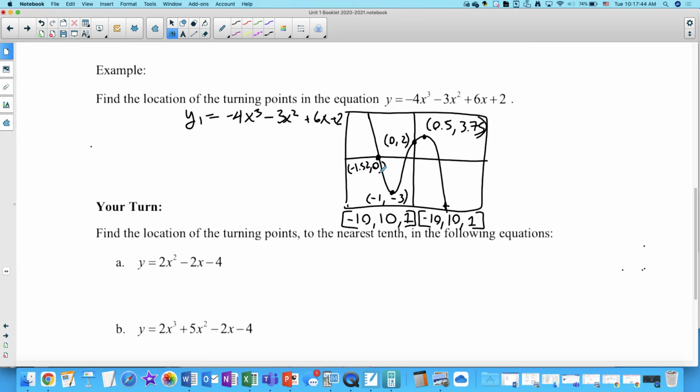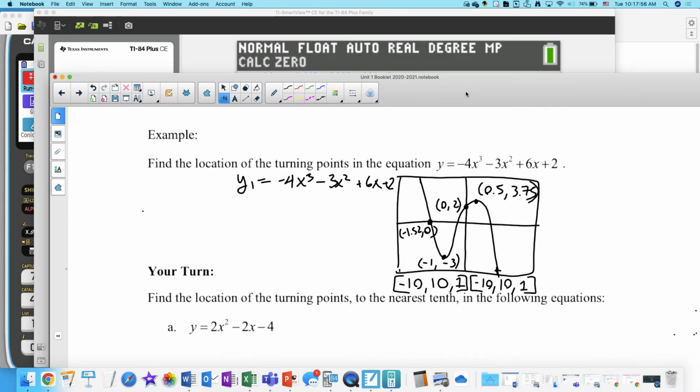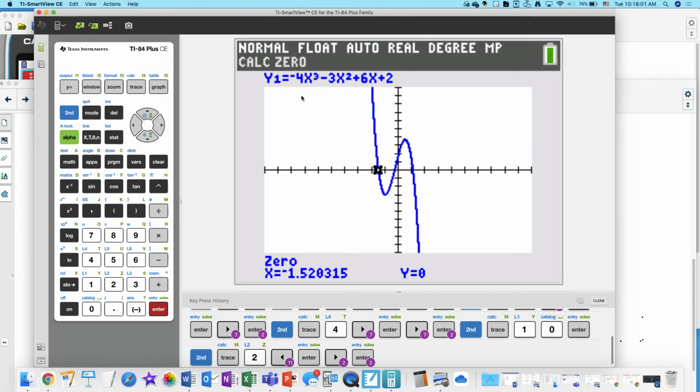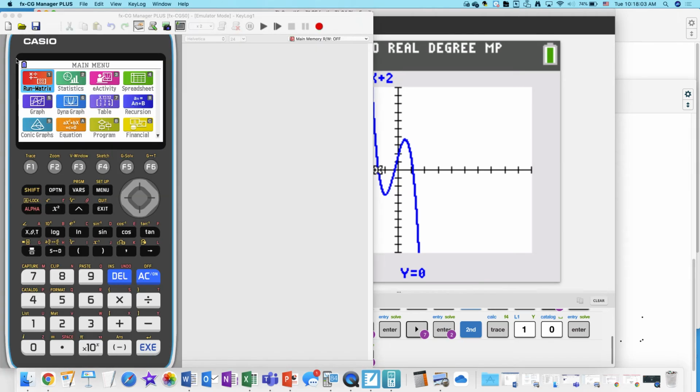Okay? To get the rest of them, I am going to bring up the Casio. Are the Casio people still here? Sweet. All right. Let's do it. Casio is way easier, actually.